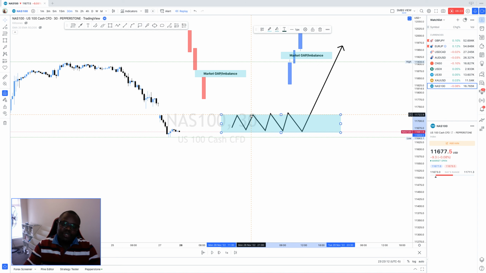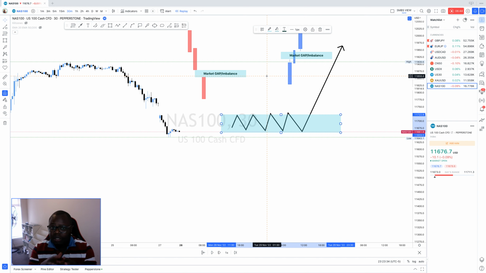Buyers push the price, sellers reverse the price, buyers. So like that. But then after that, there's a huge move. When there's this huge move, because it's only one dominant force in the market, this is how it ends up leaving market gaps or market imbalances. So that's one.